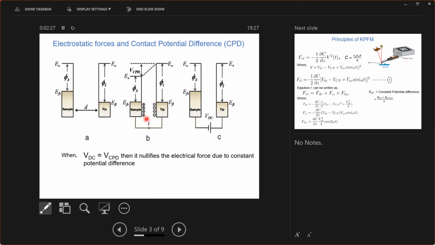As they come to equilibrium, the vacuum level will decrease from the tip, because the electron will come from the sample to the tip. As the vacuum level is decreasing, this potential is generally known as the contact potential difference. Now, if we apply a constant DC potential which nullifies this contact potential difference, then we will get the work function of the sample, and our aim is to get this work function of the sample through KPFM measurement.